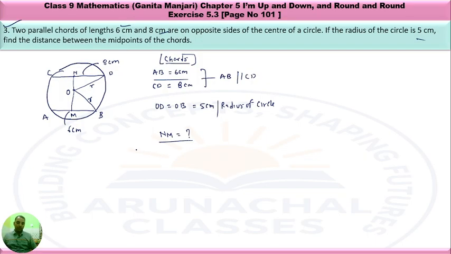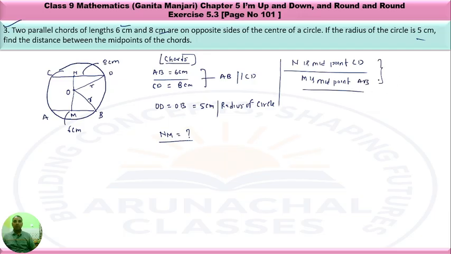So these are the things which are given, and I can just write down that N is the midpoint of CD and M is the midpoint of AB. That is also given in the question. We have to find the distance between these two midpoints, that is MN we have to find.